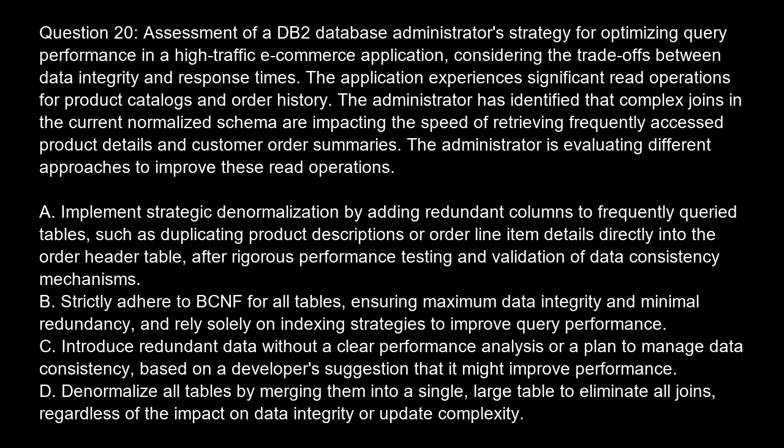Option B. Strictly adhere to BCNF for all tables, ensuring maximum data integrity and minimal redundancy, and rely solely on indexing strategies to improve query performance. Option C. Introduce redundant data without a clear performance analysis or a plan to manage data consistency, based on a developer's suggestion that it might improve performance. Option D. Denormalize all tables by merging them into a single, large table to eliminate all joins, regardless of the impact on data integrity or update complexity.